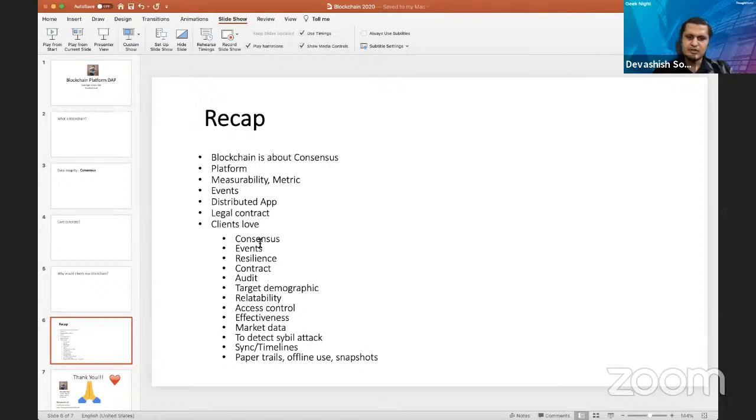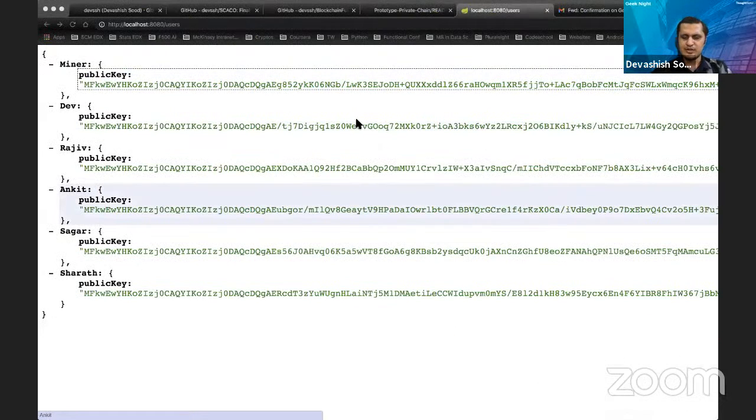For example, any work contract has a statement of purpose, an SOP. So you can have these legal things in the blockchain. They also like to be able to audit things. The target demographics are there, and what is the relatability of something, how easy is it to relate to it? So many things are there. Okay, let's move on to the crypto part of this presentation.